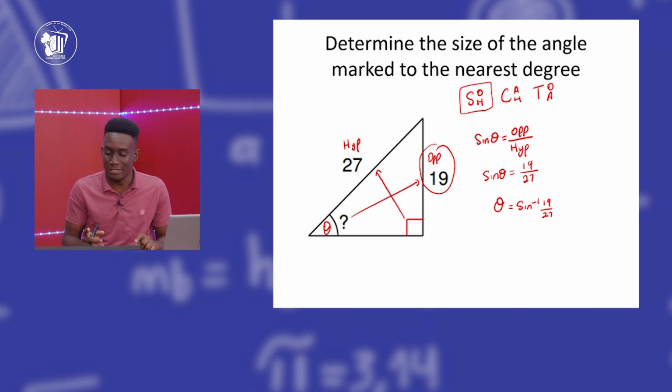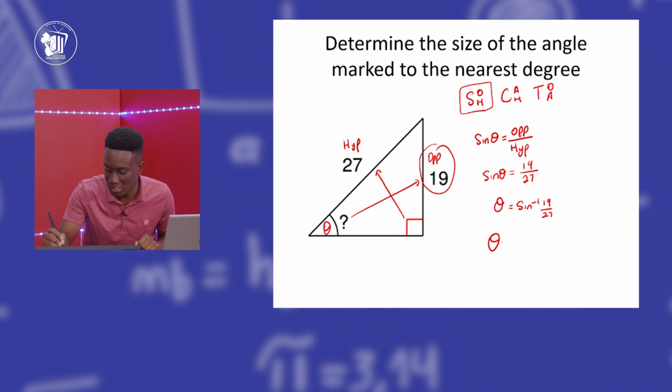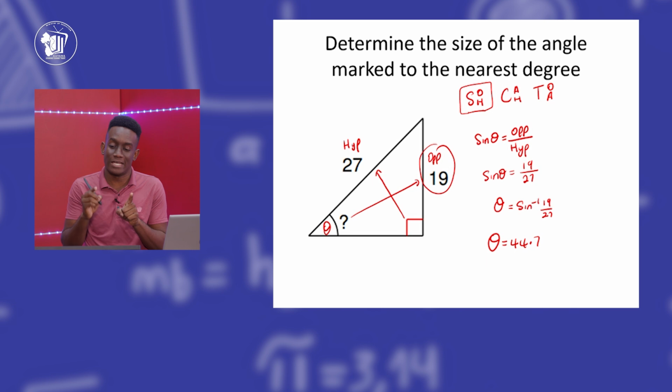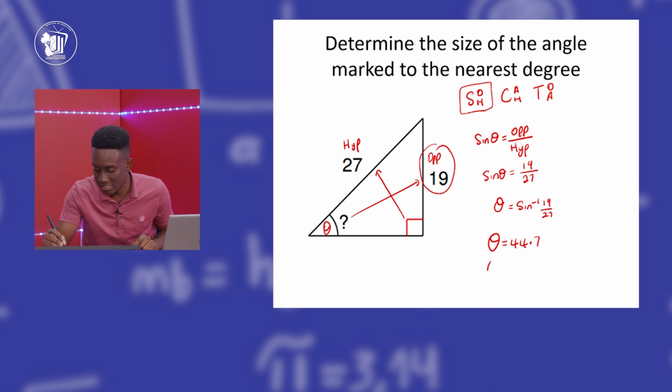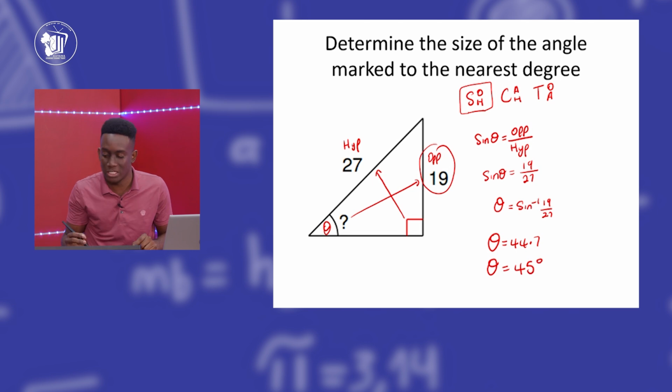So we say sine inverse. To find it, we need to press the second function, sine, and then 19 over 27. We press equal, and we get an answer of theta equal to 44.7. But they want the answer to the nearest degree. So theta will be equal to 45 degrees, because we need to round 44.7 to the nearest degree. So theta in this case is equal to 45 degrees.